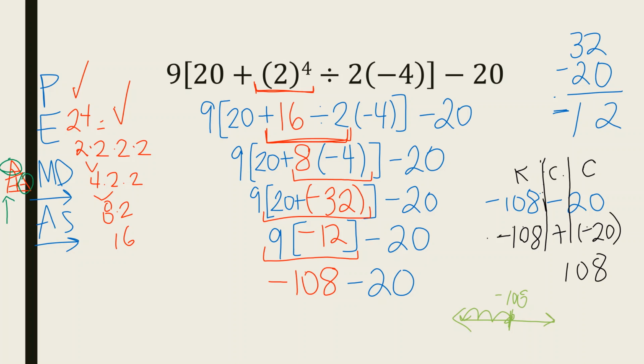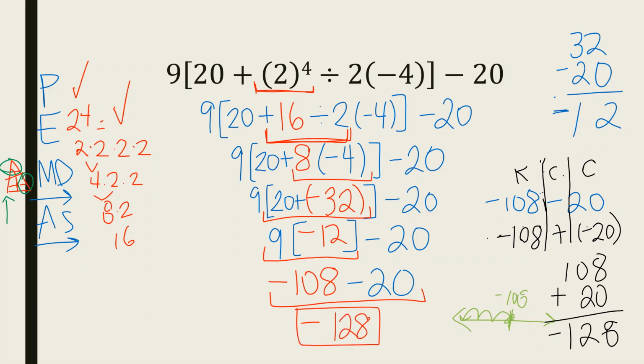So 108 plus 20 gives us 128. Now since they're same sign, we have to keep the sign. Same sign, keep the sign. Okay. And so our difference is actually negative 128. Make sure at the end, you know you're doing it right when you end up with an upside down Christmas tree.